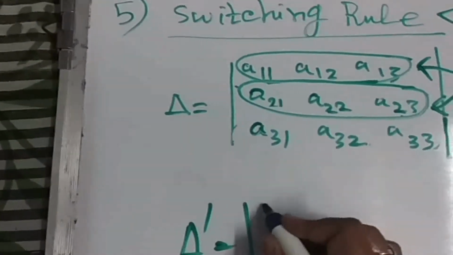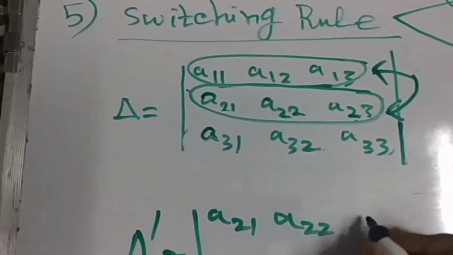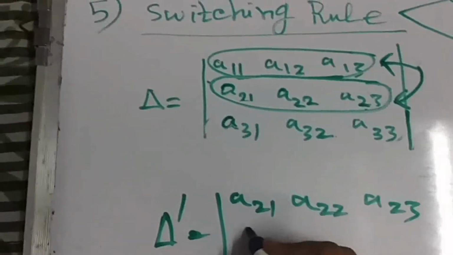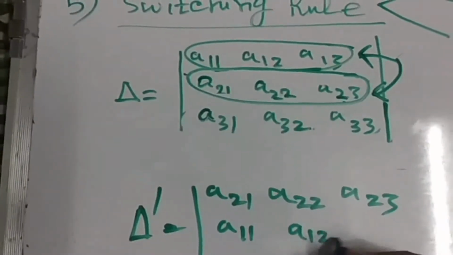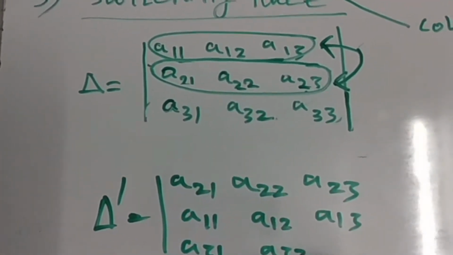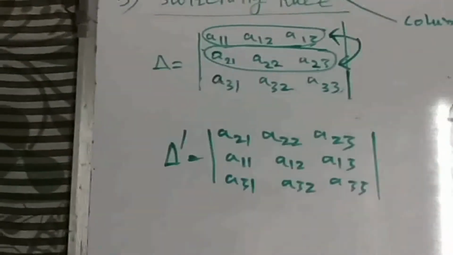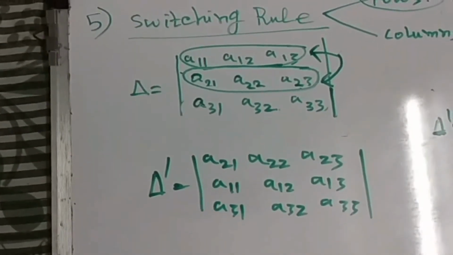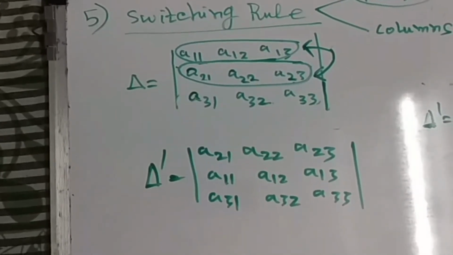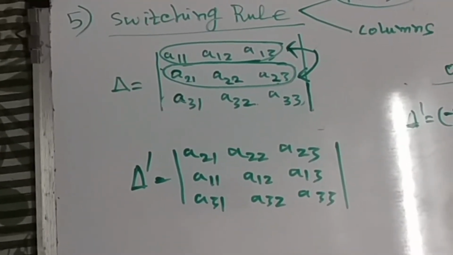So the new determinant, that is del dash, will be written like you see. In the first row I will write the second row elements. In the second row I will write the first row elements. Third row as it is, don't touch the third row. So in the place of the first row I have written the second row elements, and in the place of the second row I have written the first row elements. Look at it carefully.